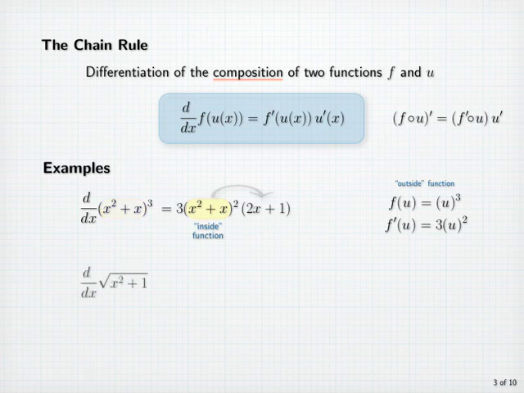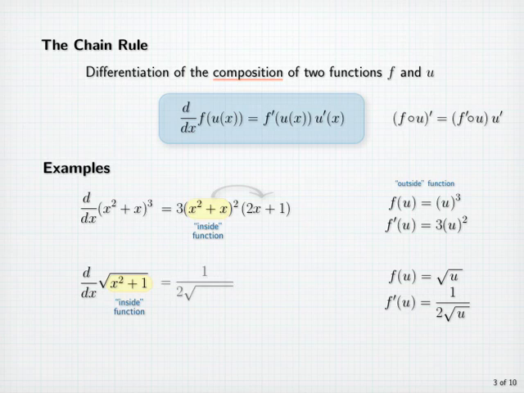Let's look at the derivative with respect to x of the square root of x squared plus 1. Here we think of x squared plus 1 as the inside function. The outside function is f of u equals square root of u. The derivative of the outside function we know is 1 over 2 times the square root of u. So we write 1 over 2 times the square root of the inside function and multiply by the derivative of the inside function. Simplification here gives us x over the square root of x squared plus 1.